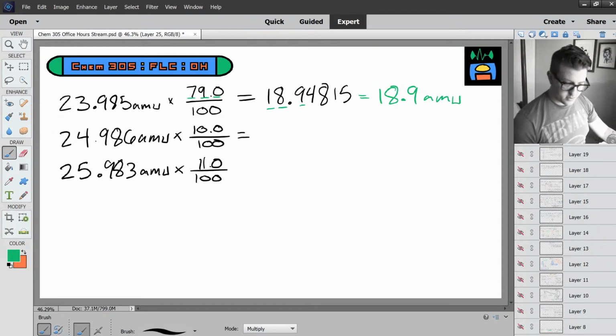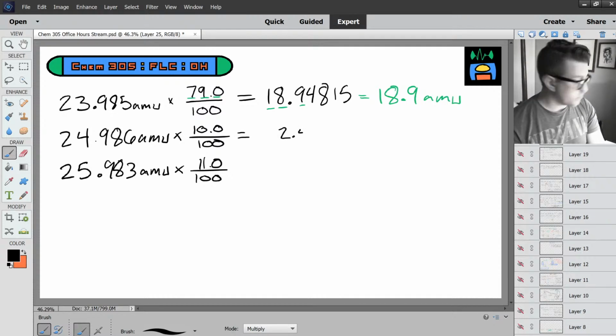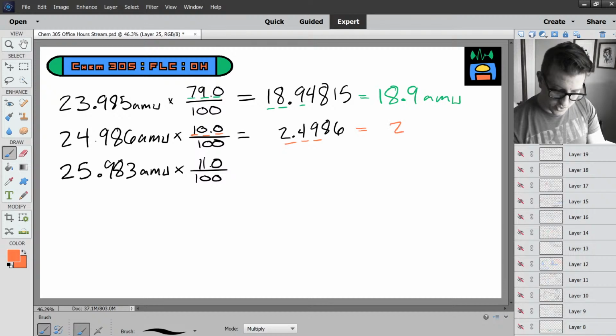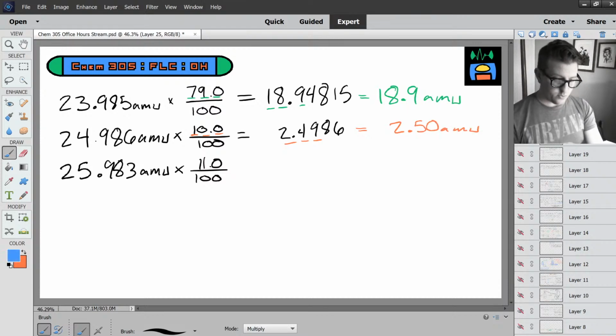Now for the next one, we have 24.986 times 10.0 over 100, and this comes out to be 2.4986. Again, we can keep 3, so 1, 2, 3. This will round down to 2. That 8 rounds that 9 up to a 10, so 2.50 AMU after we round.